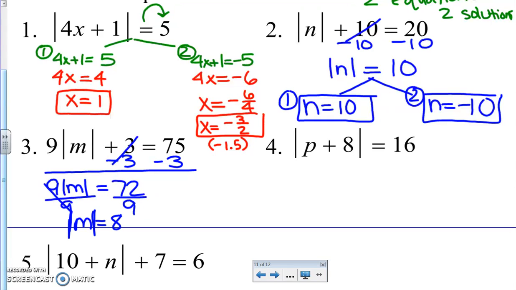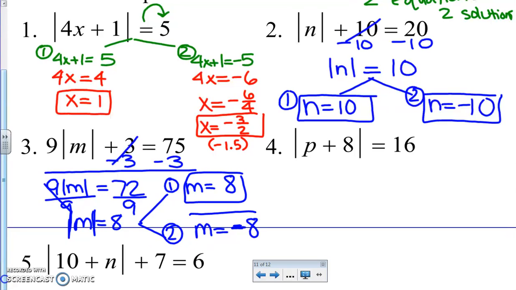Now that the absolute value is isolated, I can solve 1 equation, dropping out the absolute value and leaving the constant positive, and a second equation, drop out the absolute value, and solve the constant that's negative. But again, quick steps because there's nothing else to do to solve for n. It's already completely alone. Number 4. The absolute value is isolated. And now I can set up 2 equations.